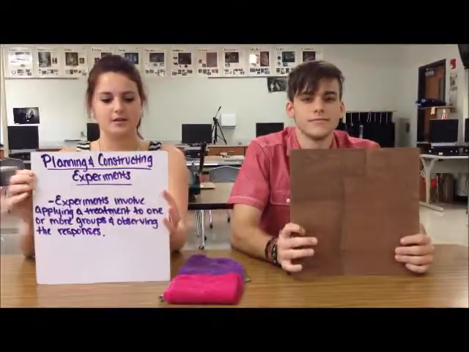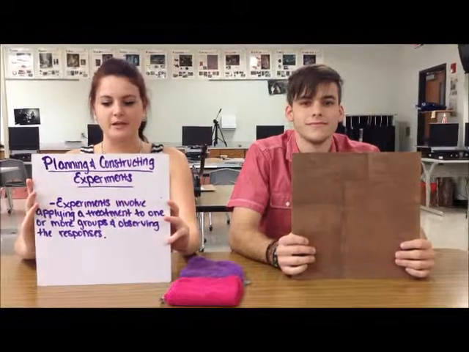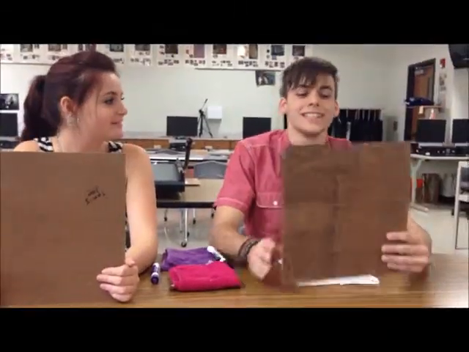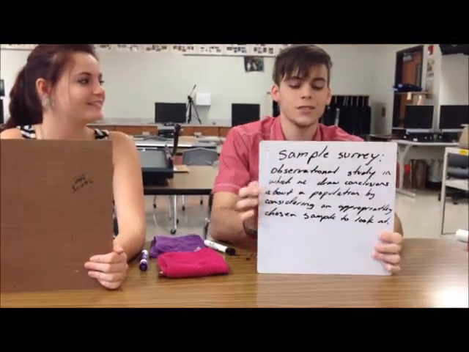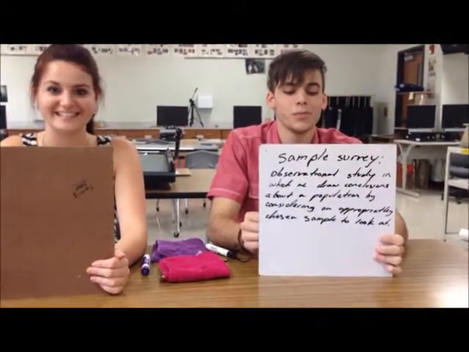We shall. An observational study is to observe something taking place while not actually intervening. On the other hand, there's the experiment, which involves applying a treatment to one or more groups and observing the responses. The type of observational study is a sample survey. Now, a sample survey draws conclusions about a population considering an appropriately chosen sample to look at. Right, Kim? You're absolutely correct, Dylan.